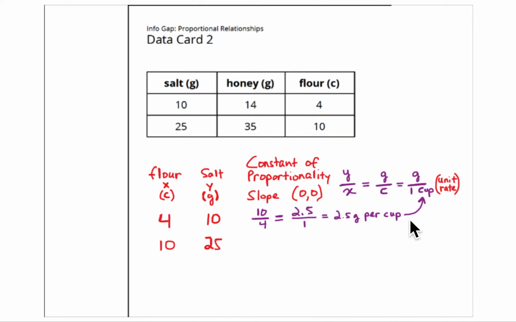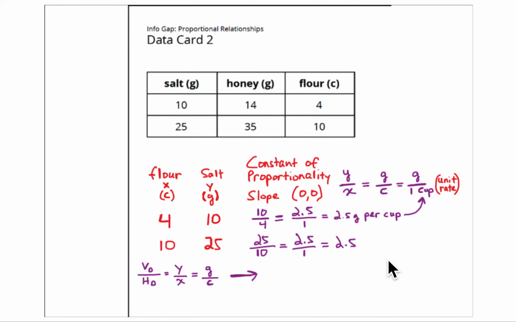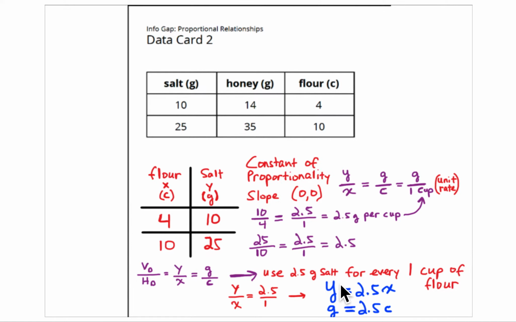And there was one more. Can't remember what that is. All right, so 25 grams of salt for 10 cups of flour. That again is the same as 2.5 grams of salt for 1 cup of flour. So again, that is the unit rate, constant of proportionality, and slope. All right, the number of units in the vertical direction compared to the number of units in the horizontal direction is equal to the grams of salt per cups of flour. So you need 2.5 grams of salt for every 1 cup of flour.